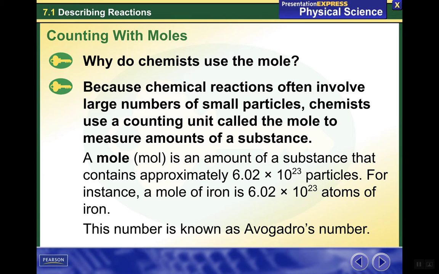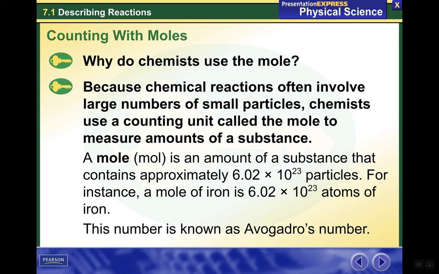Okay, 7.1, we're talking about moles. The reason we use a mole to express a number of particles is because that number is so big. So chemists use the measurement called a mole to represent 6.02 times 10 to the 23rd atoms of a substance. That's 6.02, and then move your decimal place 23 places to the right. So it's a huge number.